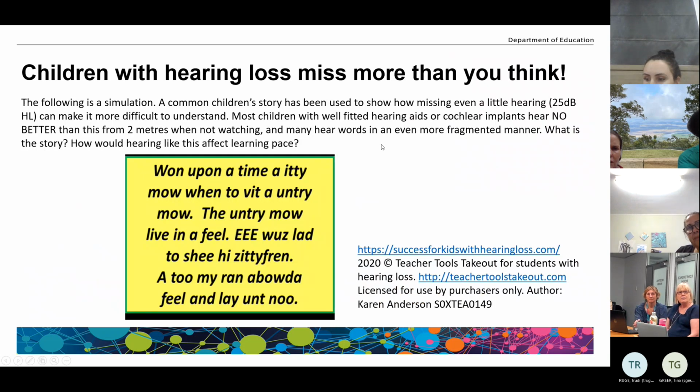So see, most children with well-fitted hearing aids or cochlear implants hear no better than this from 2 meters. And they may hear words in a fragmented manner. So see if you can tell what that story is. Anyone brave enough to read it out?